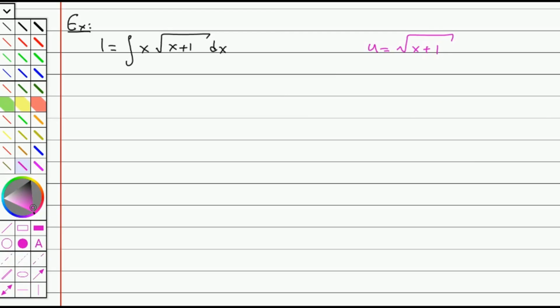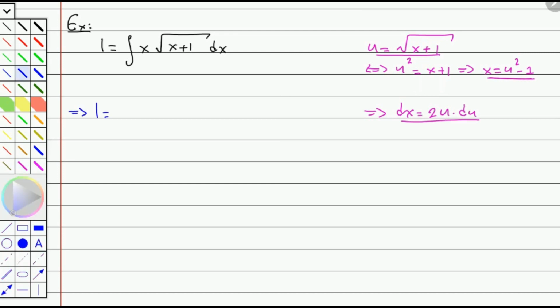So first of all, we need to square both sides. u squared equals x plus 1. x is equal to u squared minus 1. So we are going to use this to substitute that plain x over there. And also it will help us to calculate the differential dx. So dx is going to be the derivative of u squared minus 1, so it's going to be 2u, and then we multiply by the differential du. So we want this one, and that one.